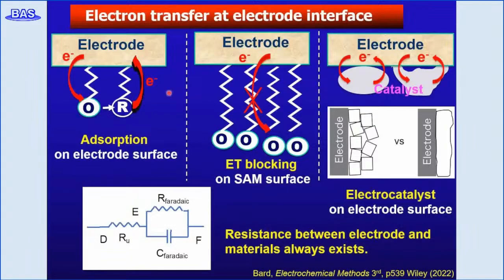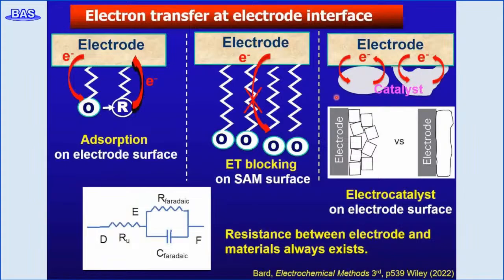This is well studied as self-assembled monolayer films. The second case is when the electrode surface is passivated by coating with long alkyl chain groups to prevent electron transfer from the outside. The third is when the electrode surface is modified with an electrocatalyst solid and electron transfer occurs between the modified catalyst and the electrode.